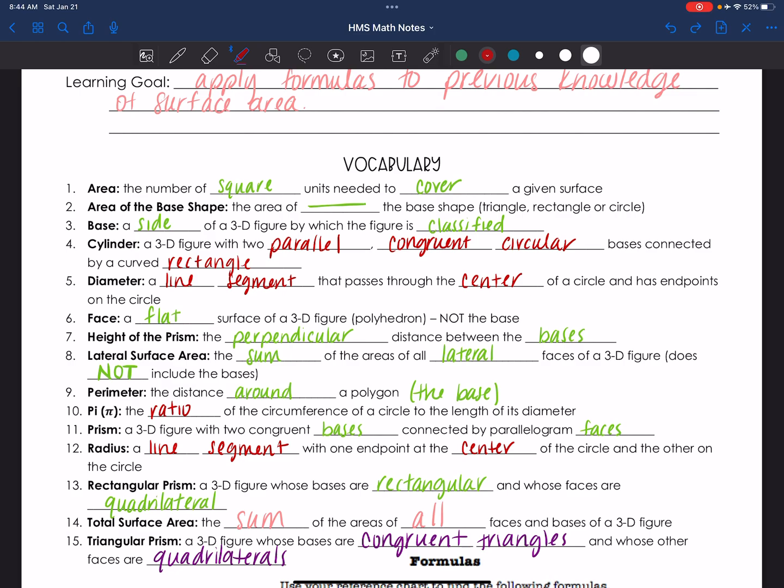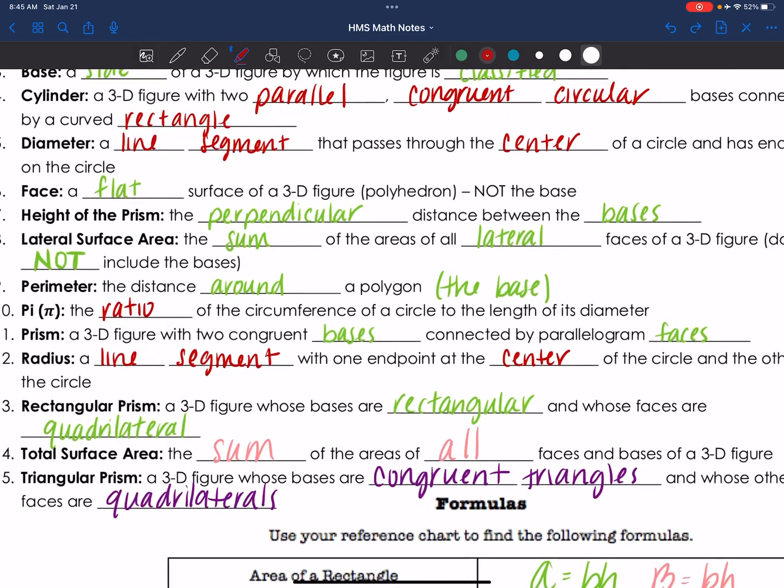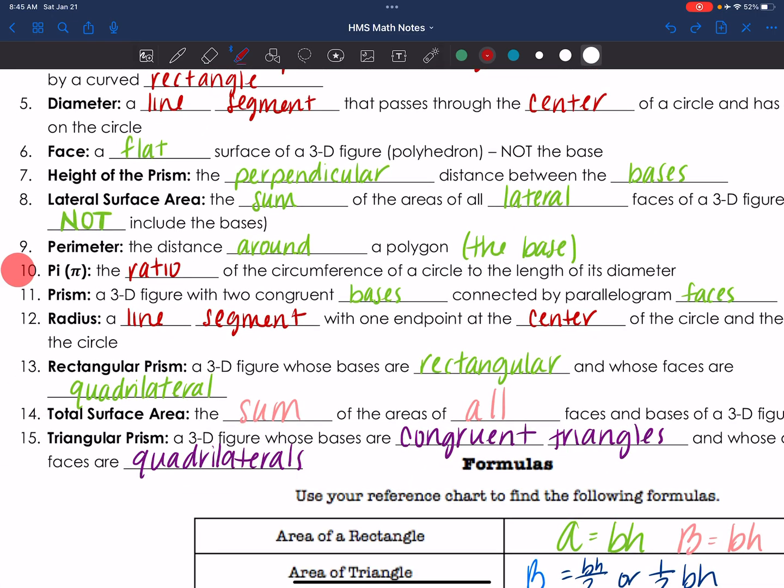Diameter is a line segment that goes through the center from edge to edge of a circle. Next, we're going to be using pi. Pi is a ratio of the circumference of a circle to the length of the diameter. Then we have radius, which is half the diameter. It's a line segment with one endpoint at the center of the circle and the other on the edge of the circle.